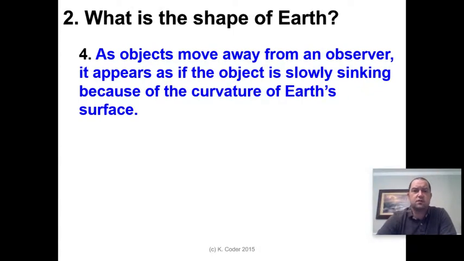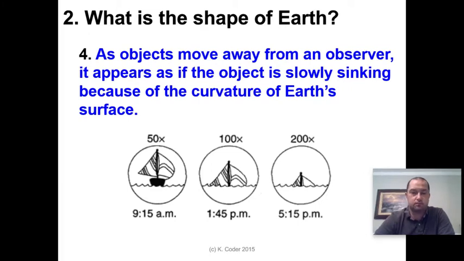And this is when we talk about the boats that might be on the ocean. Let's say your friends set off on a sail, and they're going out to sea. In the beginning, you only need to use a 50 times lens. As the day progresses, they keep going farther and farther away, and you have to increase the magnification of your lens. About 3 hours later, they are far enough that you have to use the 100 times lens. And then another 4 hours pass by, and we're at a 200 times lens, and you can see as if the boat is sinking, but it's not. It's just going around the curvature of the Earth.